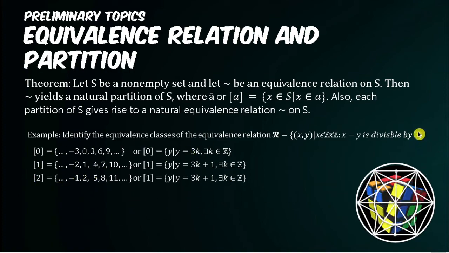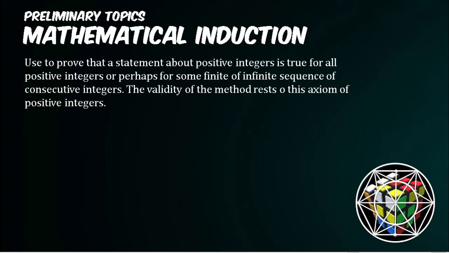Now, suppose we change this to 4. x minus y is divisible by 4. How many partitions could we create? Well, there are four cases or scenarios. Either a number, when divided by 4, yields a remainder of 0, a remainder of 1, a remainder of 2, or a remainder of 3. So there would be four different partitions for this particular equivalence relation.